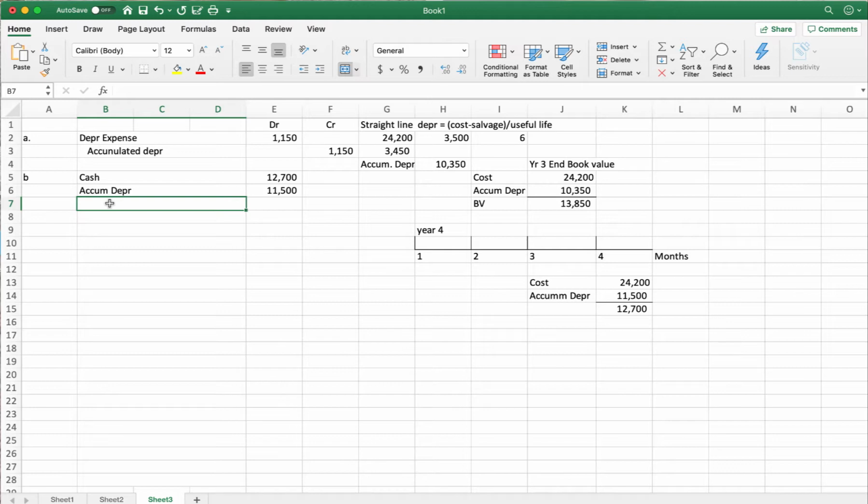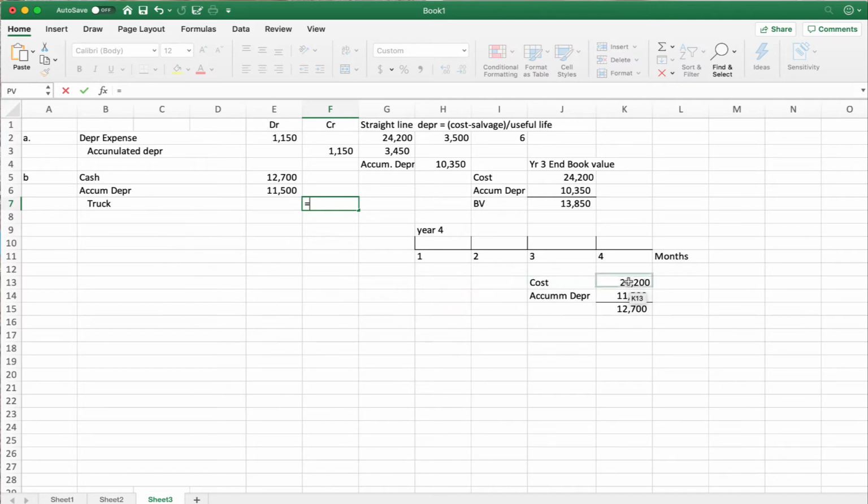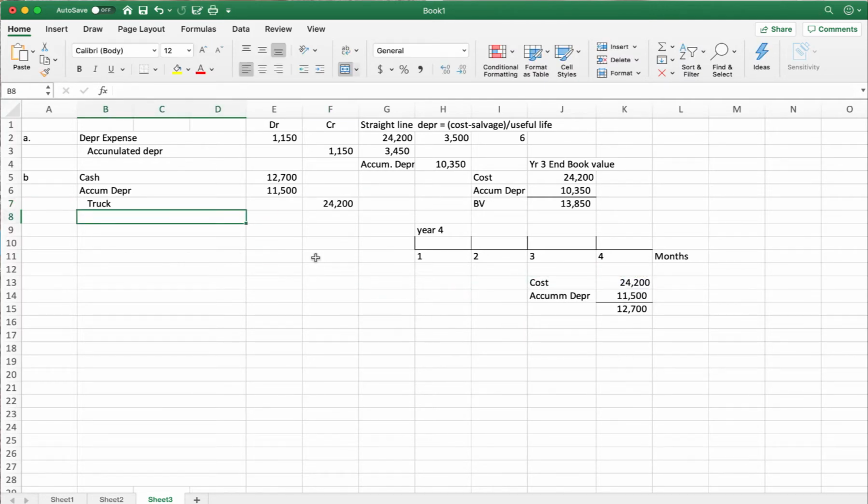The plant asset, this delivery truck. Got to get it off the books. How do I do that? Very simple. It's an asset. I increase an asset with a debit. I decrease an asset with a credit. So I'm going to credit, we're just going to call it truck because it is a delivery truck. And I'm going to credit it for what it's on our books for. All right? What is it on our books for? It's always on our books at our acquisition cost. Our acquisition cost is $24,200.